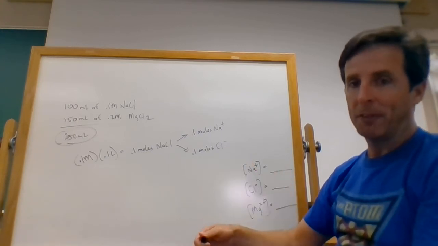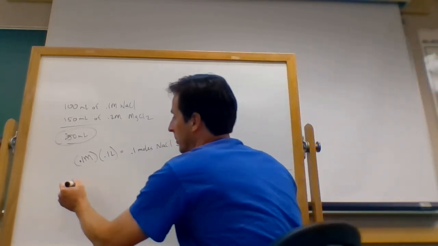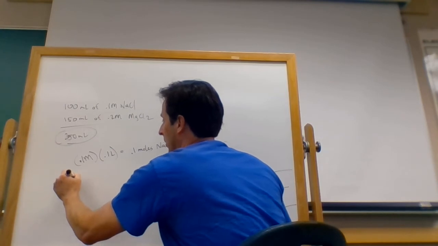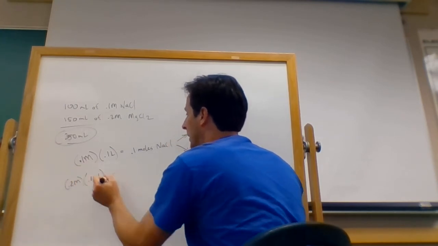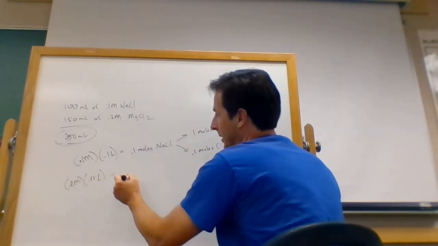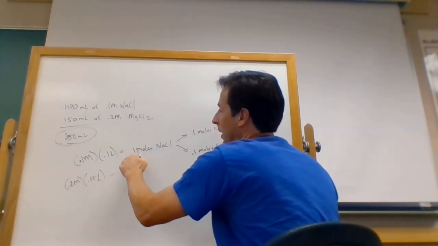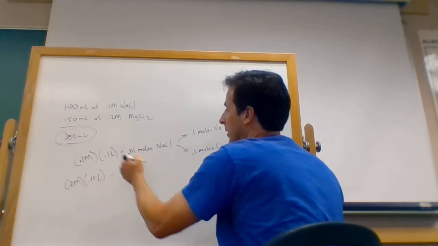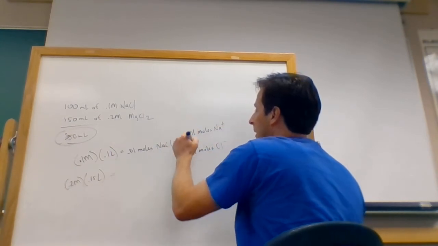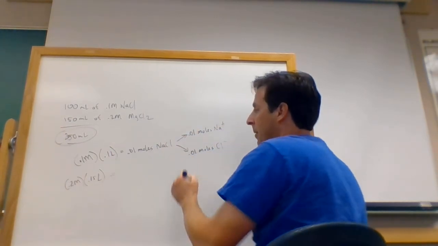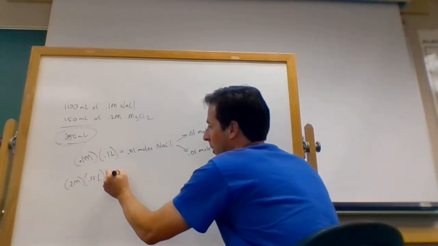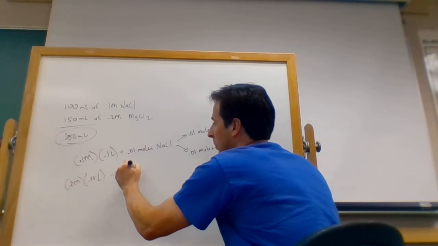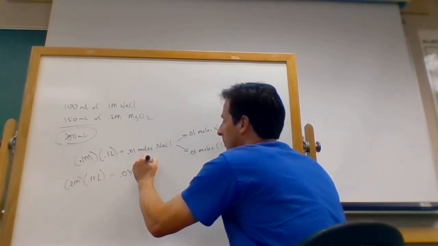Then I do the same thing for the second solution. So this one's going to be 0.2 molar times 0.15 liters. I multiply that, and actually the first one, I messed up. It should have been 0.01, 0.01, 0.01. Sorry about that. Fix those numbers, I messed them up. Now this one's going to be 0.03 moles of MgCl2.